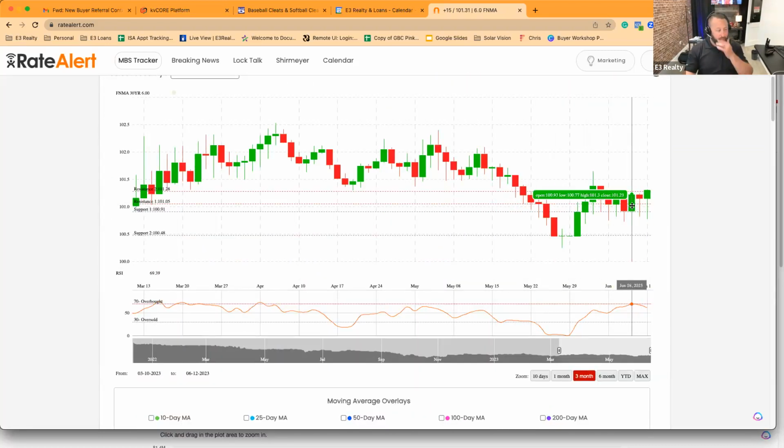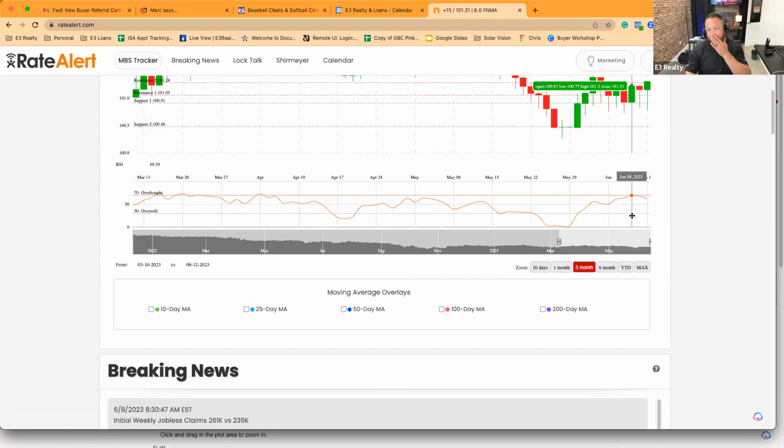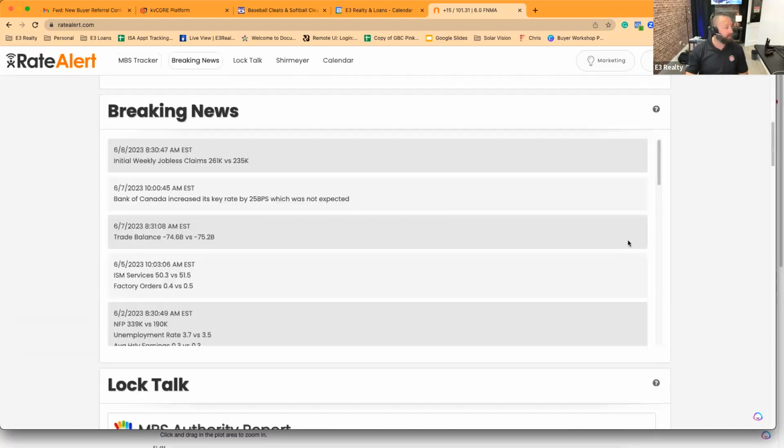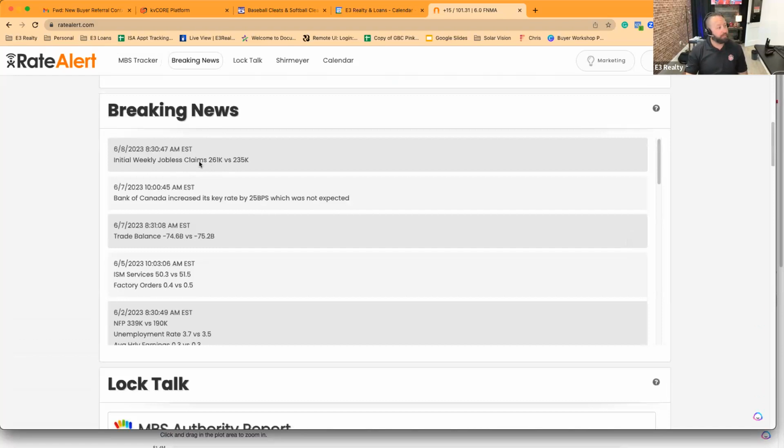So you have access to this. You can use this as part of your password list for being a loan officer with us. We give you access to it. Weekly jobless claims came in a little higher than expected, right?